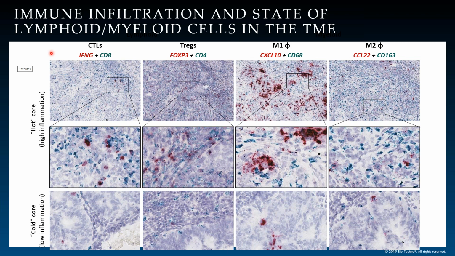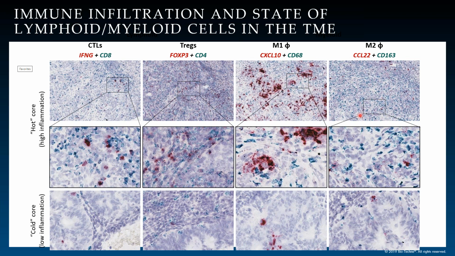And these included markers like interferon gamma, CD8, FOXP3, CD4, which are markers of T cells, and other markers like CXCL10, CCL22, CD68, and CD163, which are markers of M1 and M2 macrophages. So what we were able to show was tumors that had high expression of checkpoint markers also showed high expression of these immune cell markers, indicating increased immune cell infiltration. And what this shows is that this particular tumor potentially has a better rate of response to immune checkpoint inhibitors compared to the cold tumor.